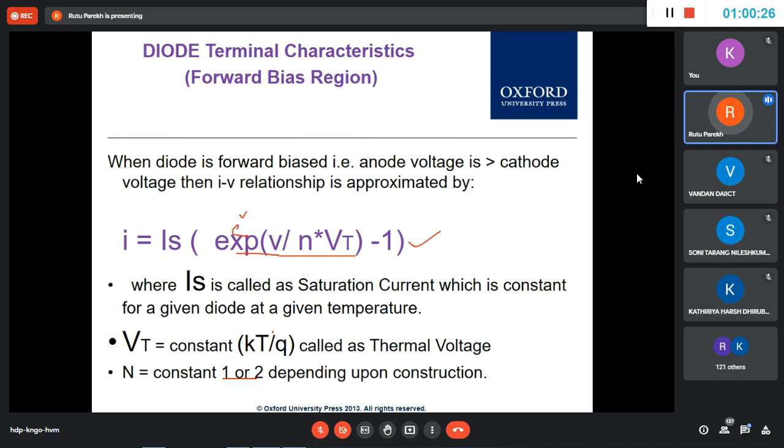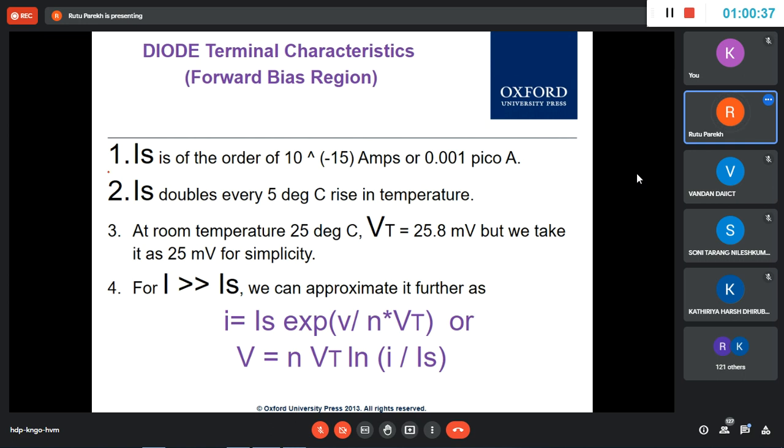It is given by kT upon q, where k is the Boltzmann constant, T is the temperature in Kelvin, and q is the charge of the electron, okay? And Is is of the order of 10 raised to minus 15, or even less than pico, okay? So nano to some picoampere, it is sub picoamperes. It will be given. Is will double every 5 degrees, okay?